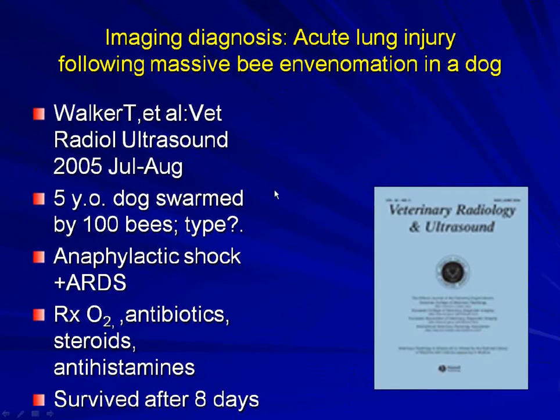There is a paper published, sorry for the blurry download, but it was in the Journal of Veterinary Radiology and Ultrasound back in 2005 that described a dog that got swarmed by 100 bees which weren't classified. And the dog went into anaphylactic shock and had acute respiratory distress syndrome. And with support, oxygen, antibiotics, steroids, and antihistamines, the dog made a remarkable recovery after 8 days.